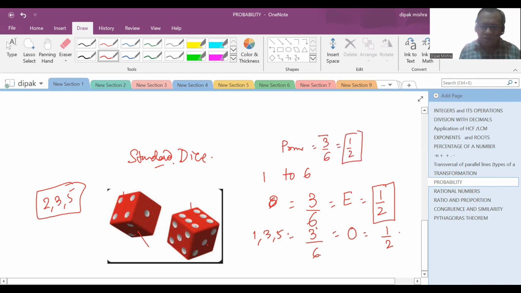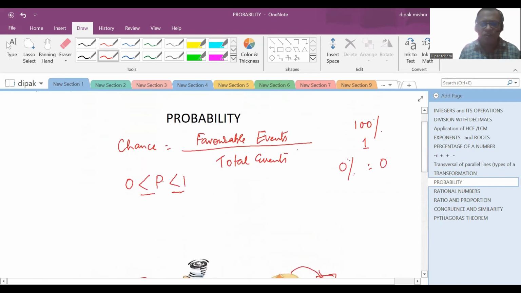So various combinations or cases are given, and basis that you have to apply this basic formula, which is favorable events over total events. Favorable events is the numerator, total events is the denominator, and various cases and situations will be given wherein we will be asked to find the probability of those events happening. Remember, the value of a probability lies between 0 and 1 and includes 0 and 1 as well.